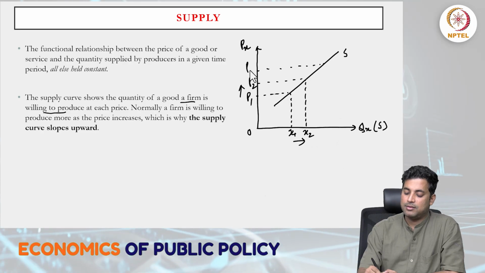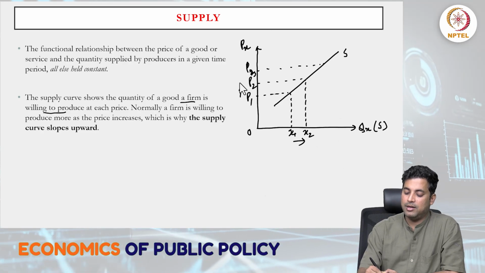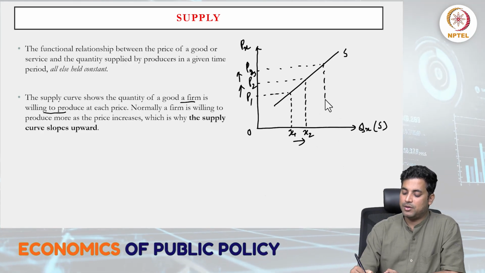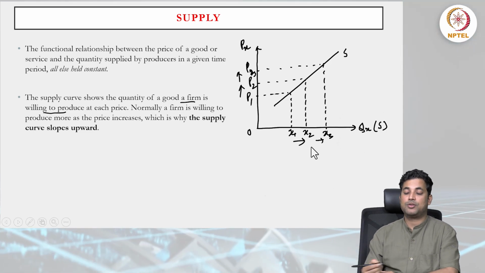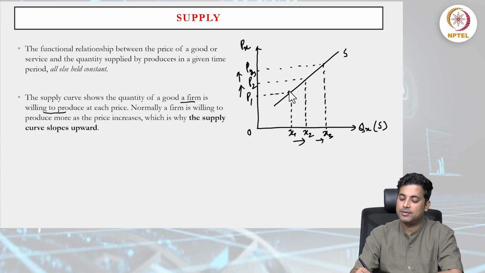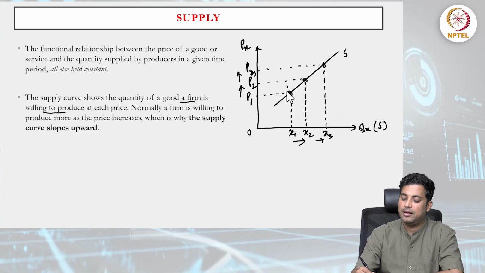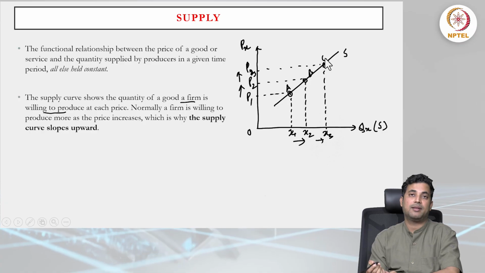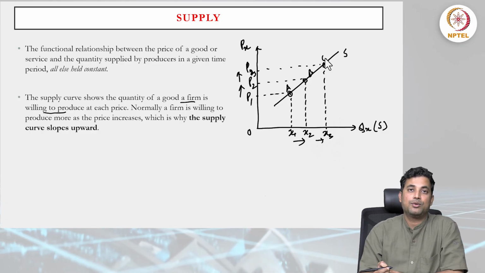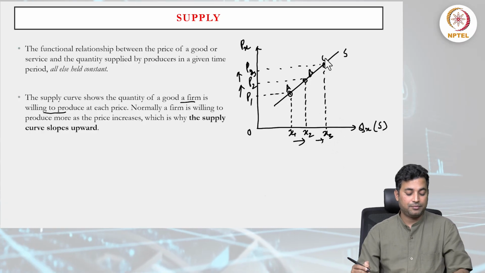As price increases further, producers will produce more. So this is how all the points that we are getting here, like say A, B and C, form the upward sloping supply curve.